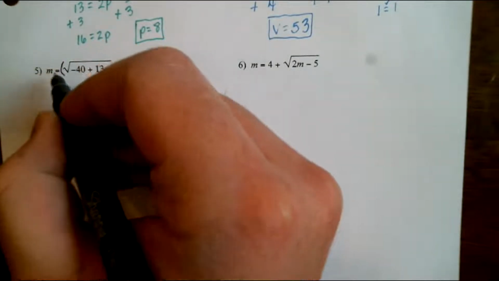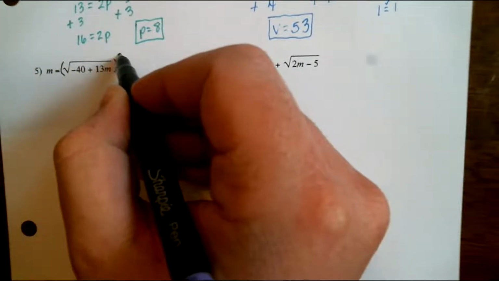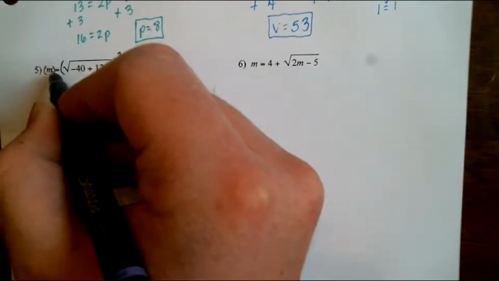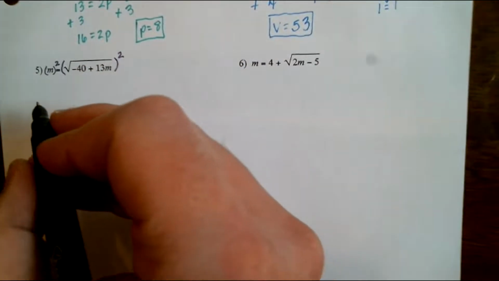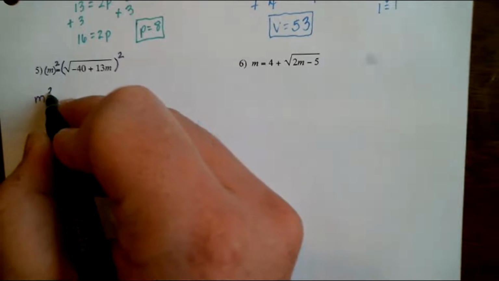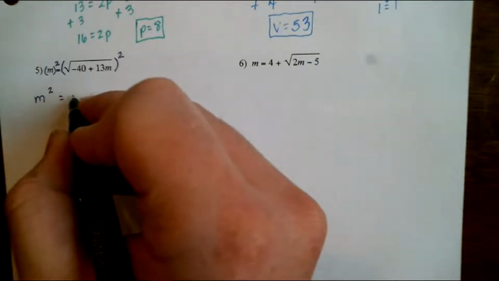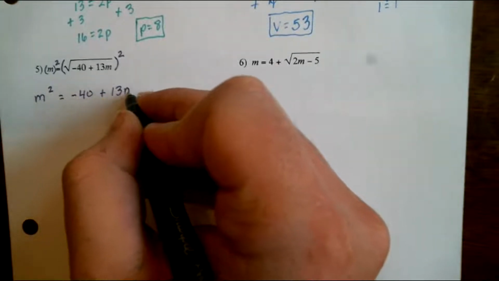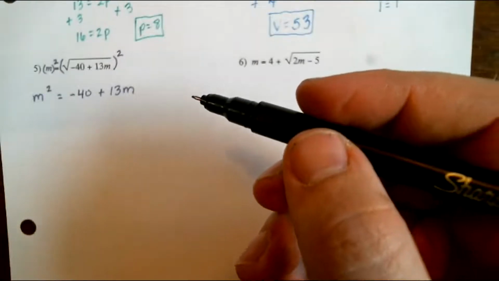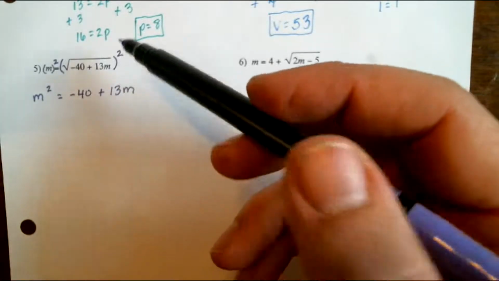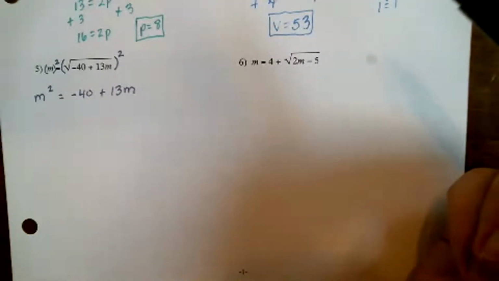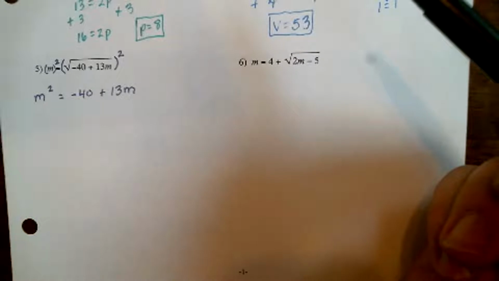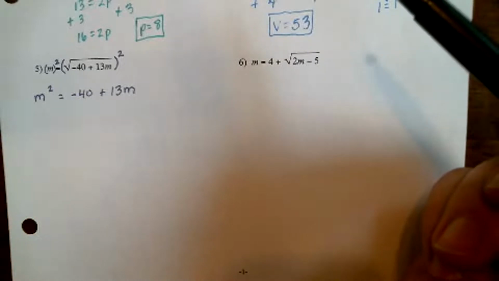Okay, coming back up here, the square root is by itself. So we have to square this. And what I do to one side, I must do to the other. So that would take me to m squared equals negative 40 plus 13m. And this is really the part where we didn't see in lesson 5.1. We saw some of this basic stuff, but this is where we really didn't quite see that much.